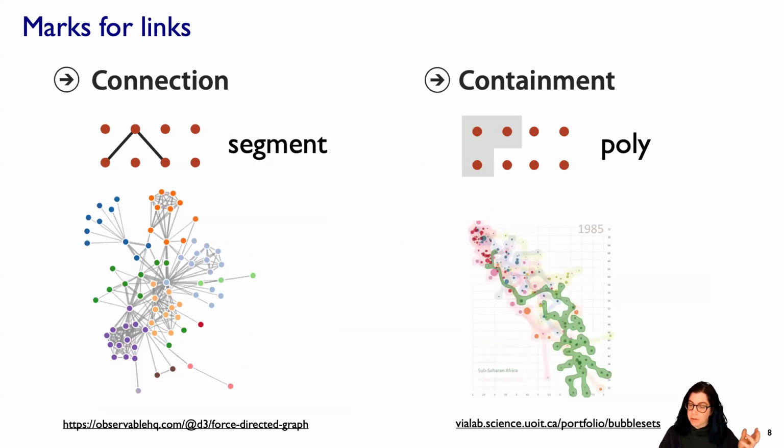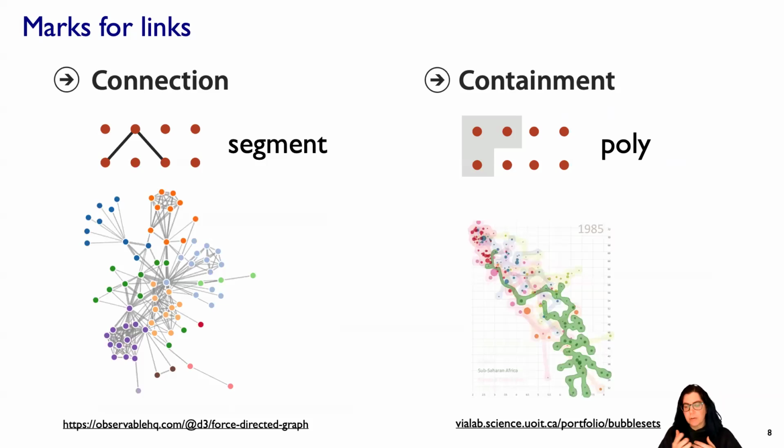Now, that was marks for items. We could also have marks for links. Remember that links represent connections between items in a network data set. So we could literally draw the link as a line between two things. So we're going to think of a connection as something that we conceptualize as a segment in terms of the mark type. Now, that's not the only thing we can do.